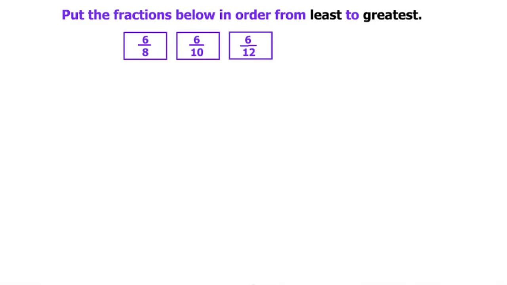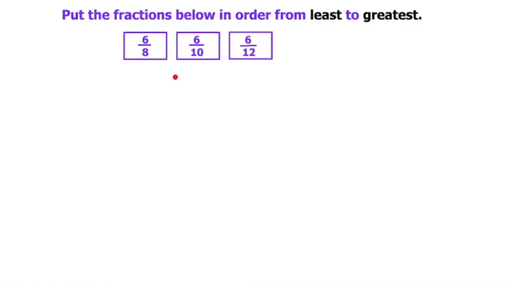In this lesson, we're going to put some fractions in order. And the way we're going to do that is we're going to use some models. Okay, so if we have a problem like this that says put the fractions below in order from least to greatest. So we have 6/8, 6/10, and 6/12.